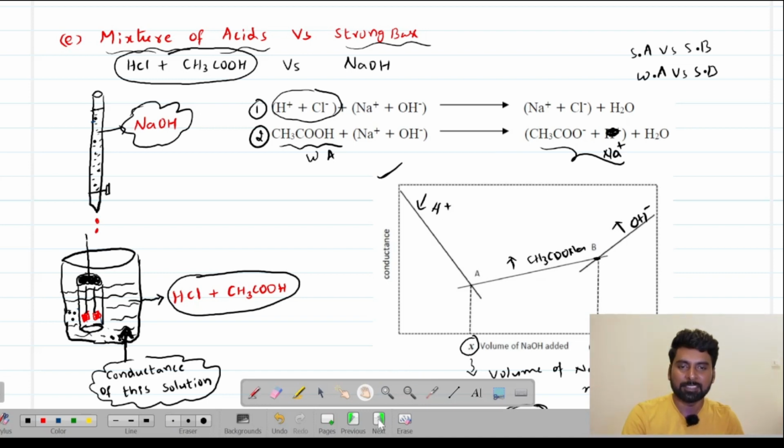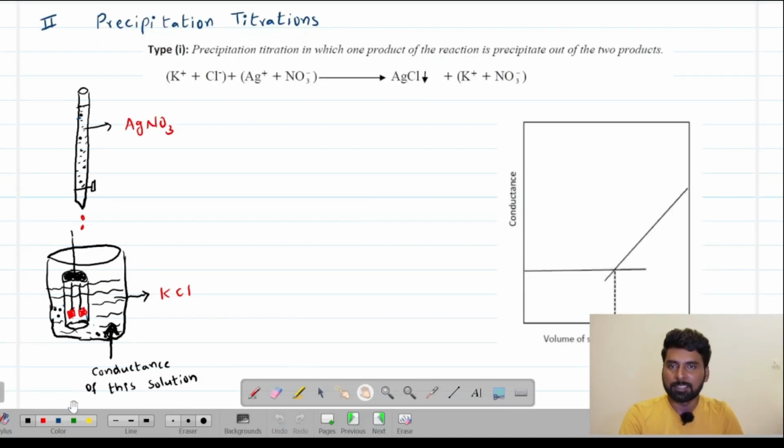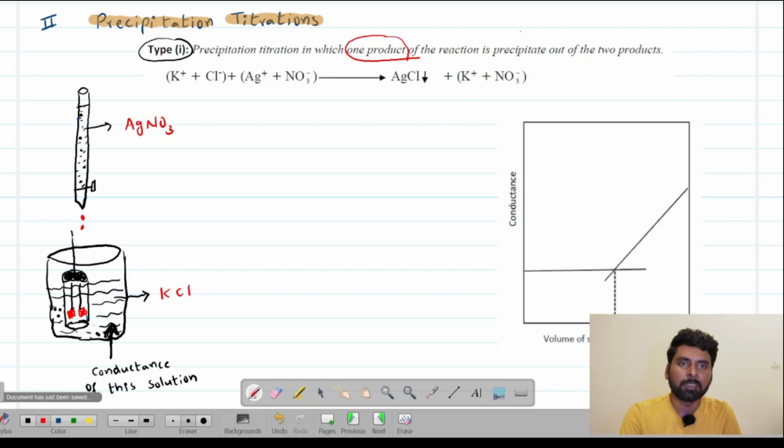Now let's take the last thing, that is precipitation titrations. In precipitation titrations, I said there are two types. Type 1 is the precipitation titration in which one product is a precipitate. What is meant by that?